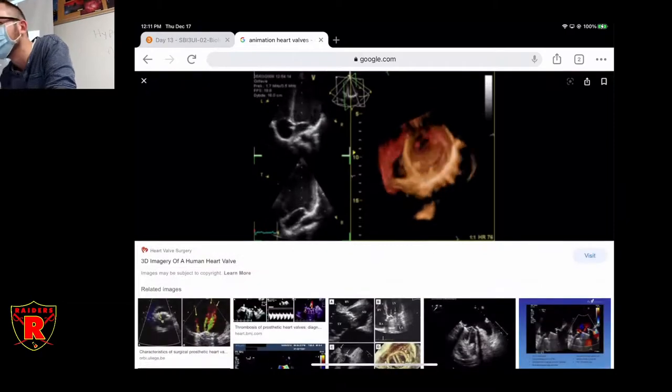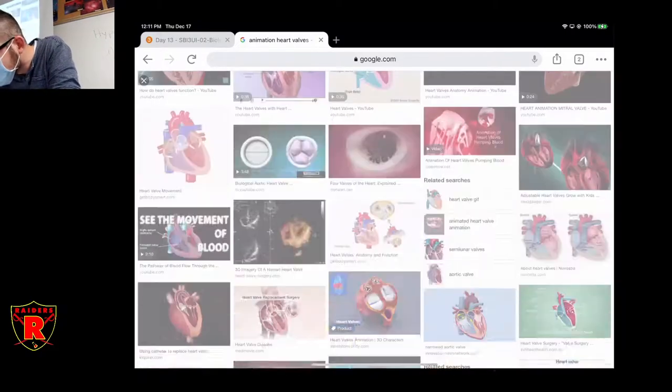Cool. MRI is so cool. That's an fMRI, a functional one. Really cool.